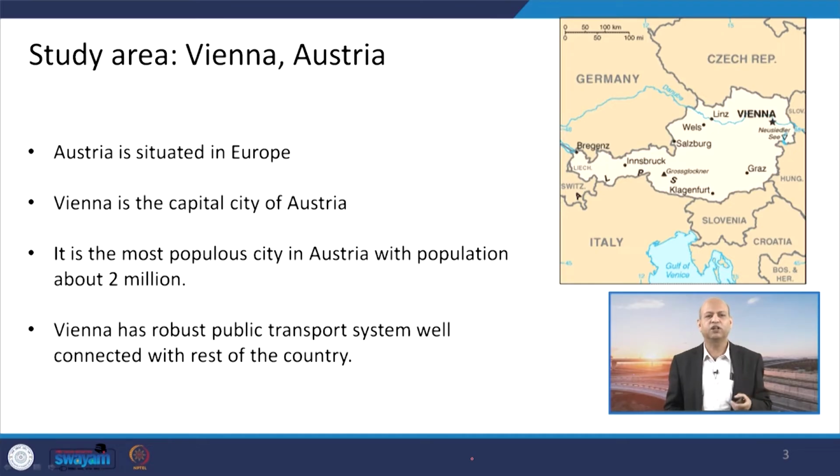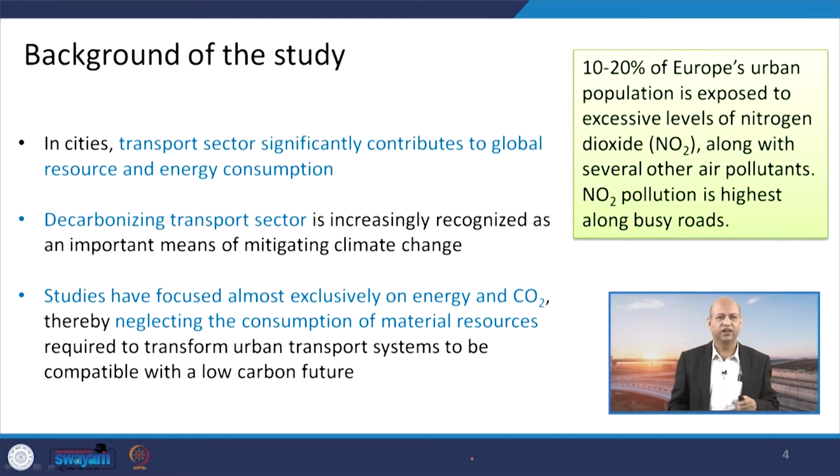So, that kind of transportation system is there in Vienna, and on the basis of that transportation system this study has been carried out. When we talk about the background of the study, basically the transportation sector contributes in a significant way to global resource and energy consumption. That is why cities are known as highly active urban centers. So, that is why we are choosing a city for this case study particularly, because in a city economic activities are more, the need for mobility is also more, and as you know, cities are known as engines of economic growth.